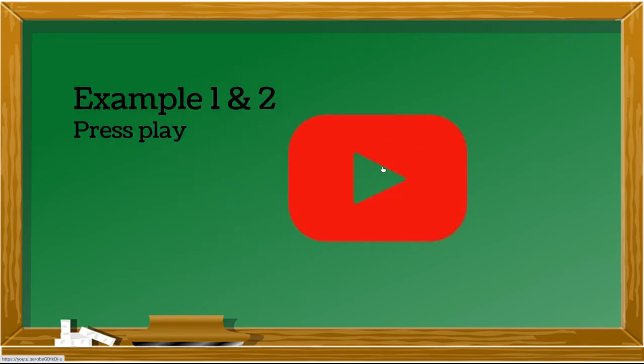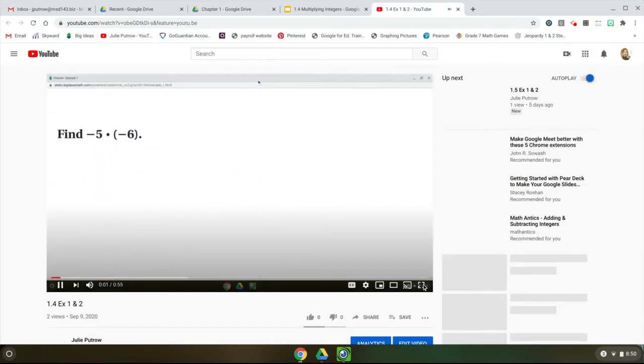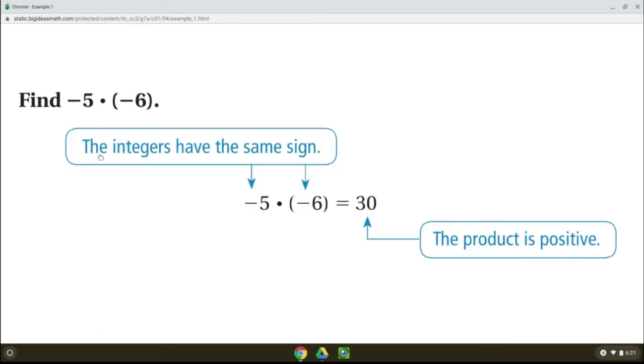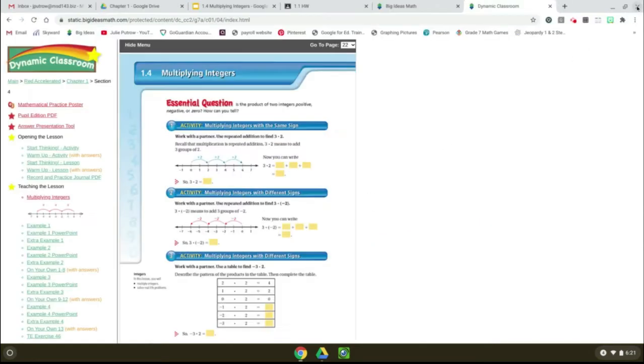Let's go ahead and look at some examples. And remember, the math doesn't change here. It's all about the signs. Okay, example 1 is pretty straightforward. Find negative 5 times negative 6. The actual multiplication never changes. 5 times 6 is still 30. And then we just look at the signs at the end. Negative times a negative, since the signs are the same, the answer is positive. So the answer is positive 30.